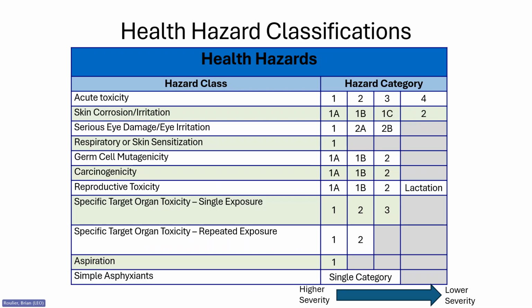Specific target organ effects. This classification is broken down to assess if the effects occur after a single exposure or after repeated exposures. Aspiration is the entry of a liquid or a solid directly or indirectly after vomiting into the trachea or lower respiratory system. Aspiration hazards cause severe acute effects such as chemical pneumonia, lung damage, or possibly death. And simple asphyxiants, which means a substance or mixture that displaces oxygen in the atmosphere and can cause oxygen deprivation.